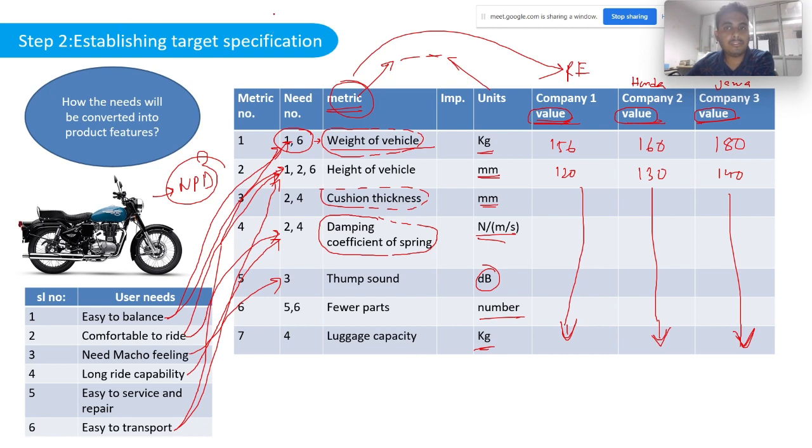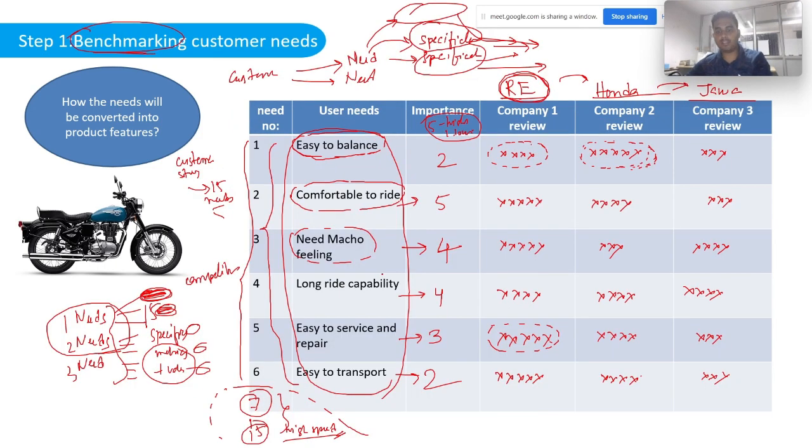To compare what different specification values different companies are providing, and at which metric value the customer has more satisfaction. From this we can compare, if the height is 1200 mm or 1300 mm, which side more customers are prone to, 1200 mm height or 1300, so we can get a better understanding in terms of values.